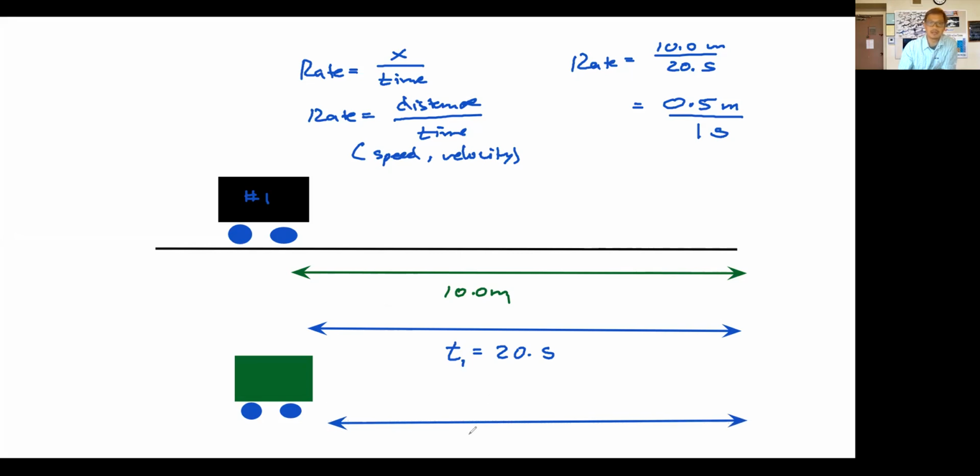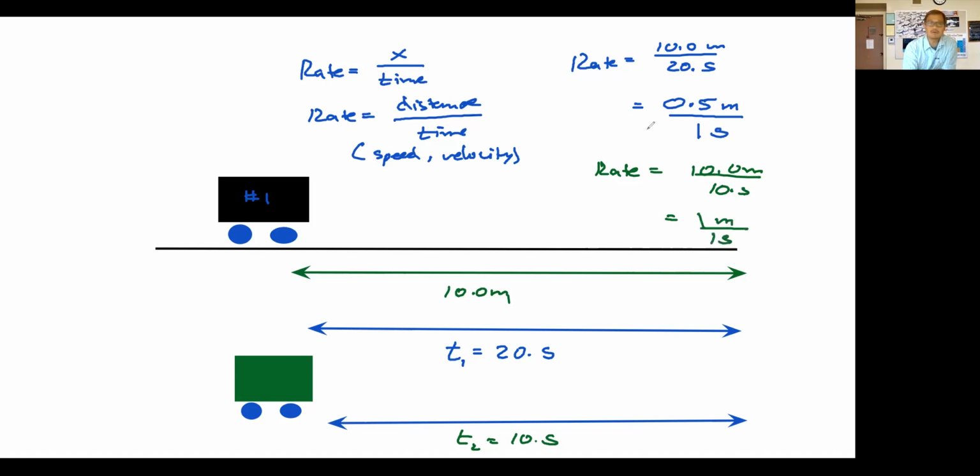So the time interval for car number 2, let's say it covers the distance in a 10-second time interval. The rate at which car number 2 travels is then 10 meters over a 10-second interval. So that rate is 1 meter for every 1 second.